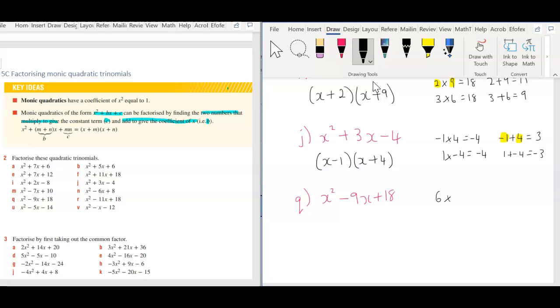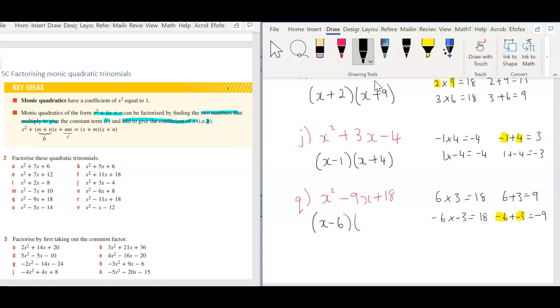So 6 times 3 gives me 18. But it has to be positive 18, and when I add 6 and 3 together, I get positive 9, but I want negative 9. So that means that your 6 and 3 are both negatives, because a negative times a negative gives you a positive. And then we've got negative 6 plus negative 3 equals negative 9. Oops, not negative 9 in the pair, sorry, I'm writing the answer there. So your pair of numbers are negative 6 and negative 3.